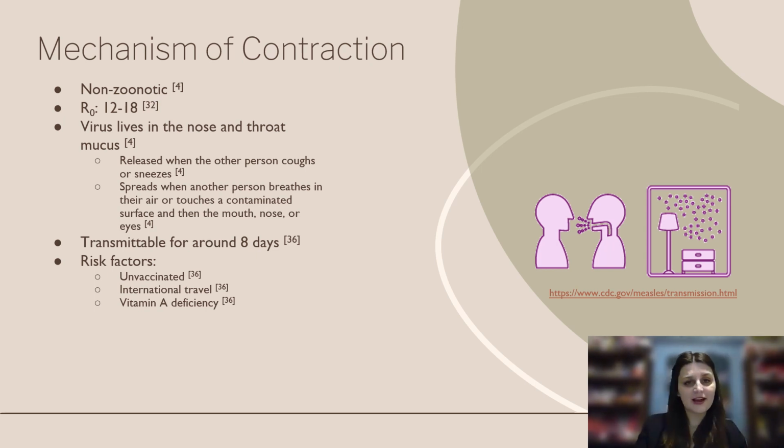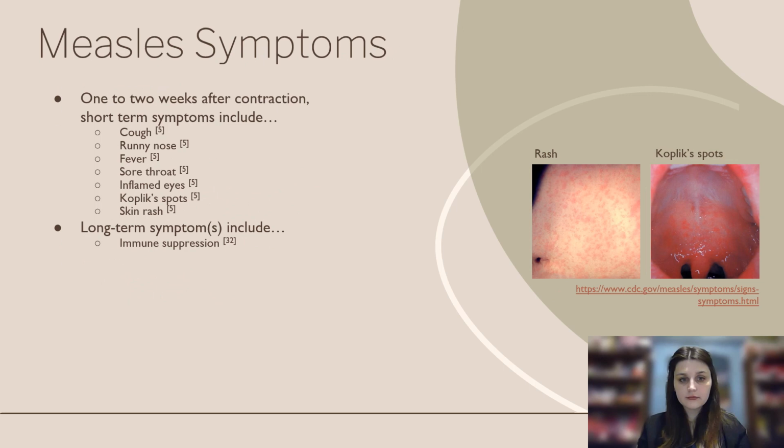So if a person is unvaccinated, travels internationally, or has a vitamin A deficiency, they are much more likely to contract measles. Measles symptoms to look out for include short-term symptoms such as a cough, runny nose, fever, sore throat, inflamed eyes, Koplik spots, and skin rash. So these symptoms are not only the body's way of fighting the virus, but they can also aid in transmission to others. Long-term symptoms include immune suppression, and this makes individuals susceptible to secondary diseases for up to 2 years.